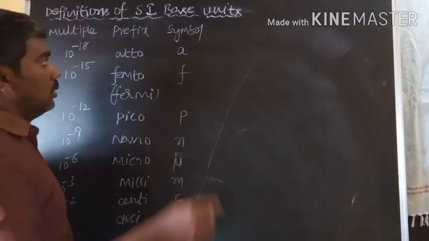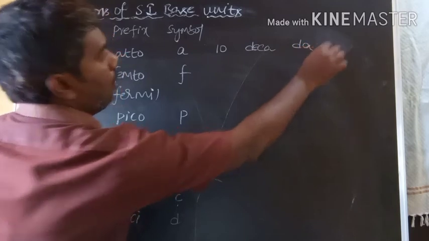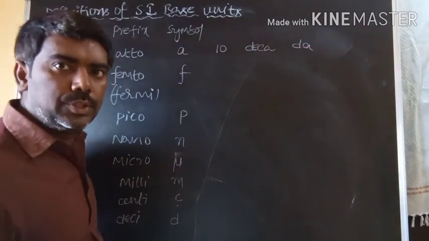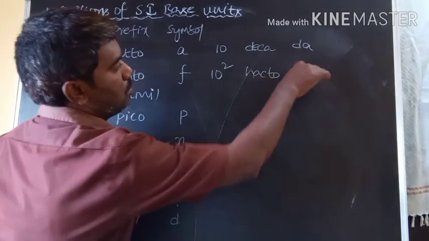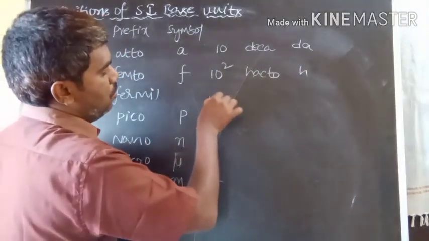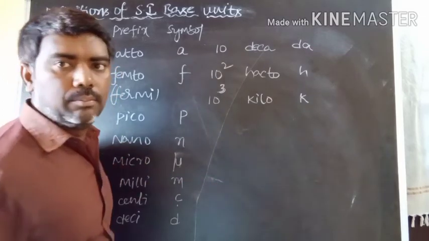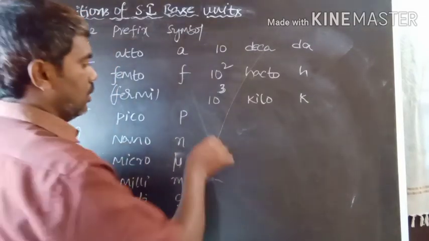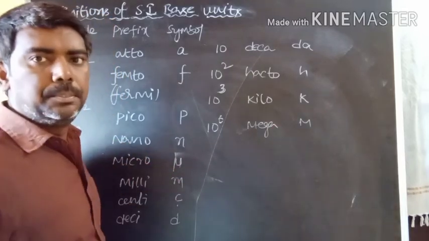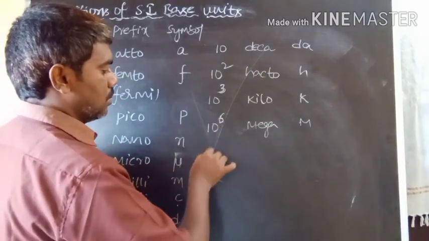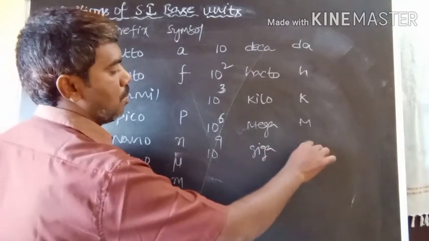Okay. Next, 10 is deca, dA. 10 square is hecto, H. Next 10 cube is kilo, K. Next 10 power 6 is mega, M. Next 10 power 9 is giga, capital G.